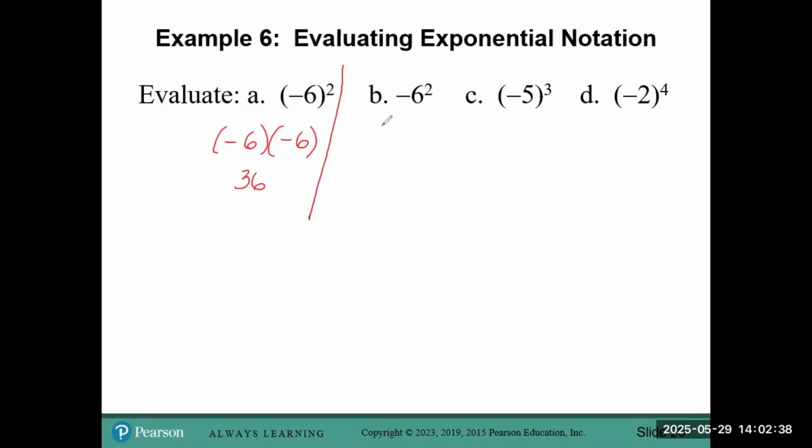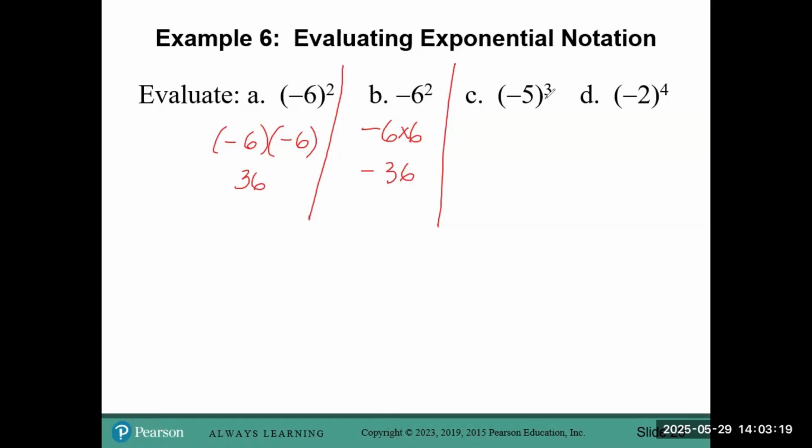For this one, though, I'm going to multiply 6 times itself twice, and then I'm going to change the sign. So notice here I have a negative times a positive, which gives me a negative result, negative 36. So be very careful with negatives. If we have an even power and parentheses, we're going to end up with a positive result. If we don't have parentheses, we're multiplying the positive number by itself, and then we're changing its sign. So we get a negative result.